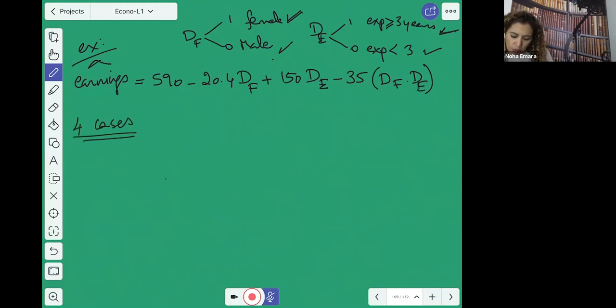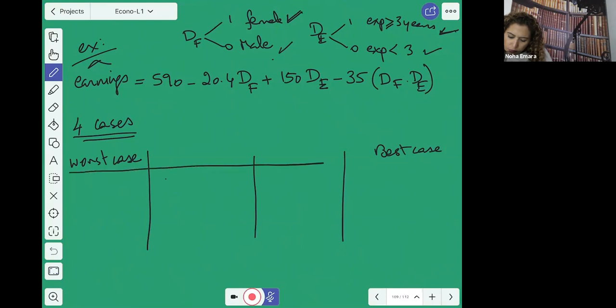So I want you to think about the worst case, assuming discrimination between males and females in the labor market, and the best case. Of course, there are intermediate points. Can someone tell me what is the worst case? I have a dummy for female and a dummy for experience.